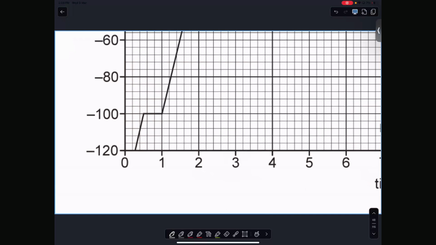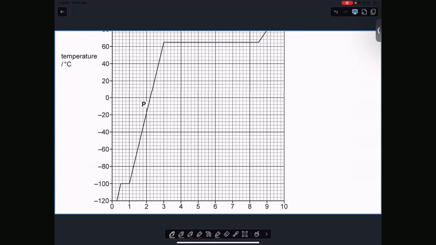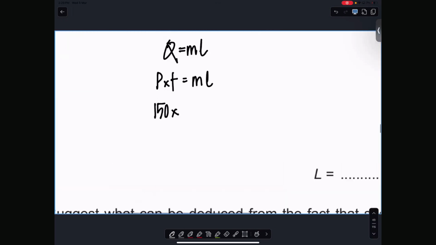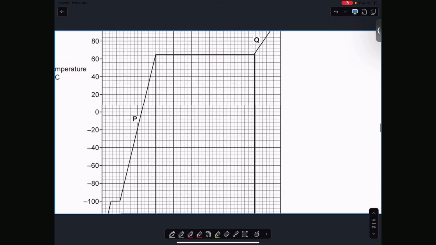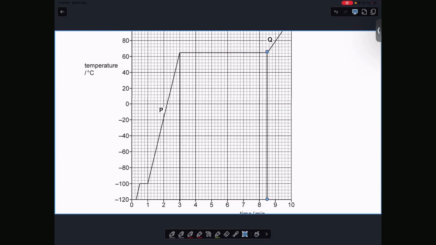Is this fusion or what? It says vaporization. So vaporization starts from this point, which is 3, and it goes to 8.5, 8.6. So 8.6 minutes, so into 60 seconds. There I say. It is actually exactly 8.5, but you can take 6, no problem.